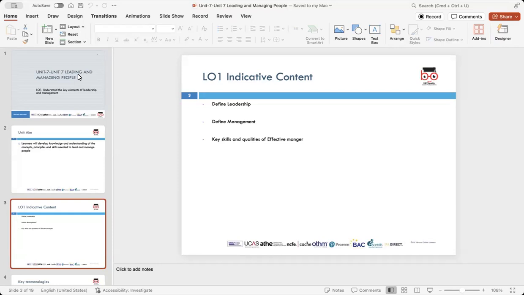This lecture will also cover the key skills and qualities that make an effective manager, including decision making, communication, and problem solving. Any questions so far?